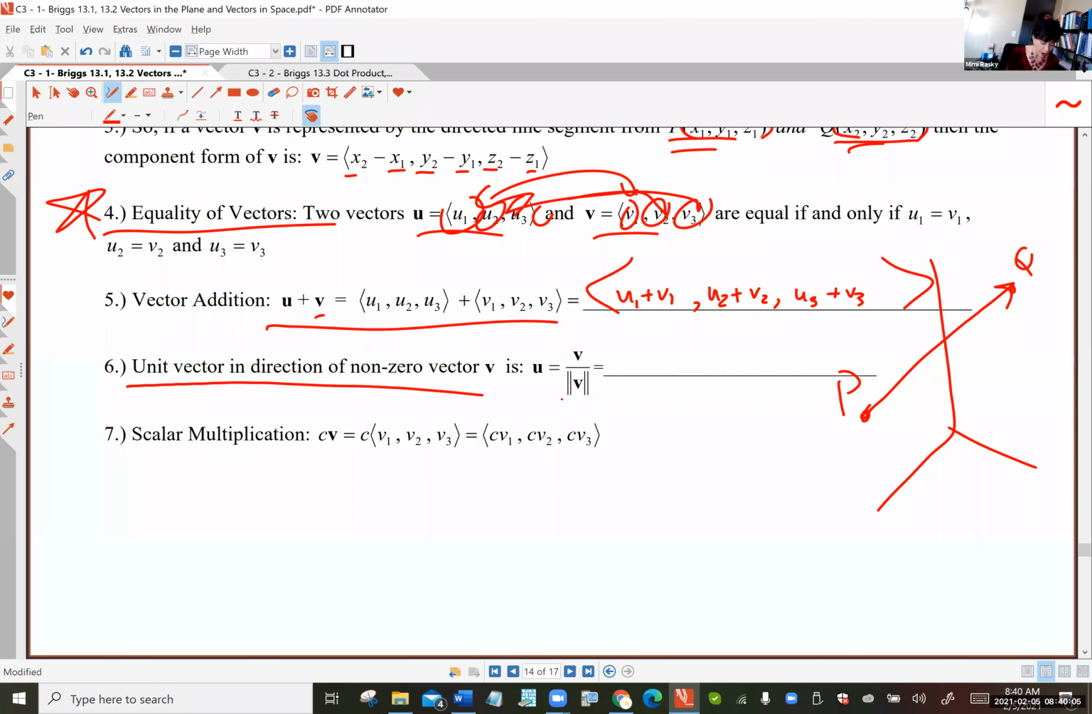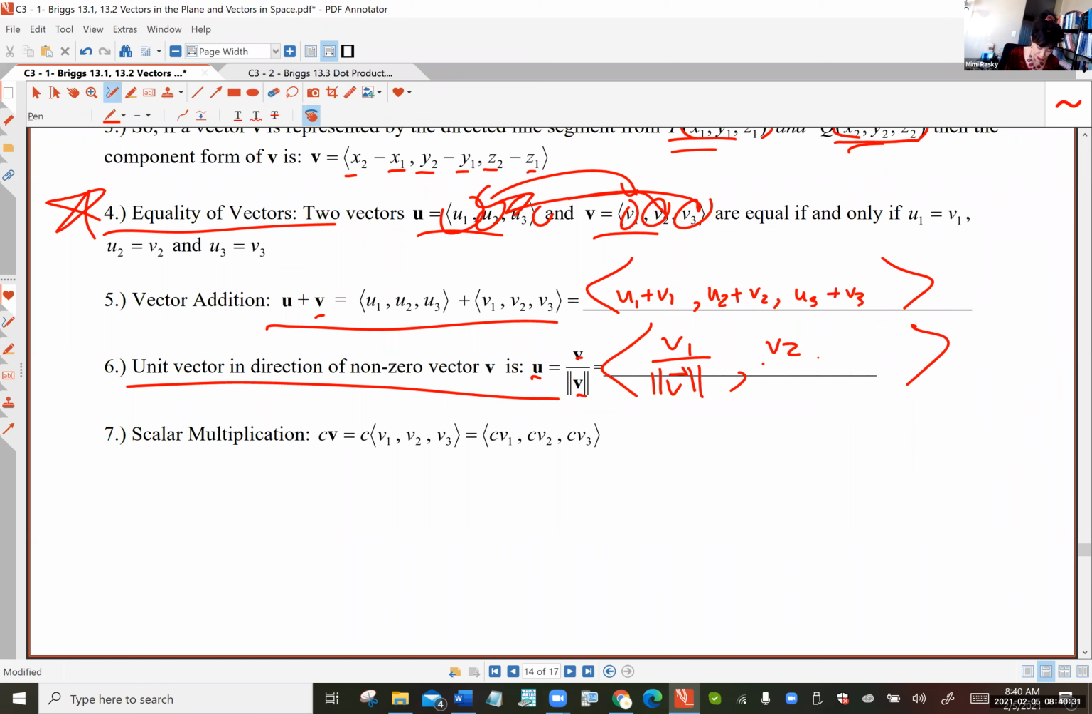Great. You can also unitize a vector in 3D. Unitize is not a word, but it's the word I'm going to use when I'm asking you to take a vector and create a vector pointing in the same direction whose magnitude is 1. So similarly, you take your vector and you divide it by a scalar, which is its magnitude. So your final answer is going to look like v1 over the magnitude of v, comma v2 over the magnitude of v, comma v3 divided by the magnitude of v.